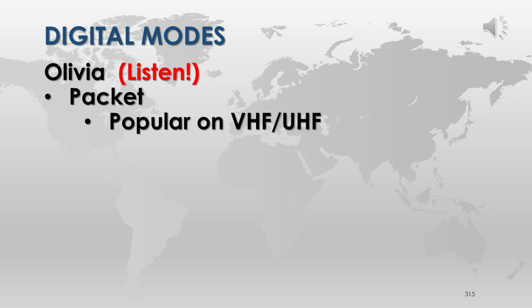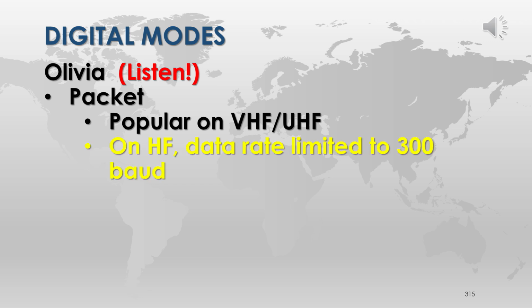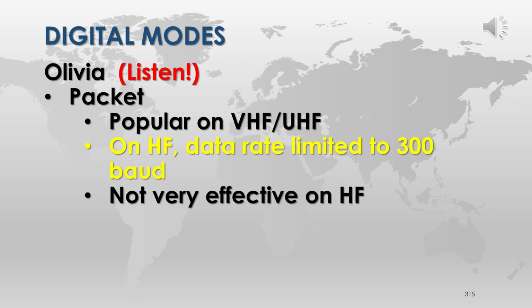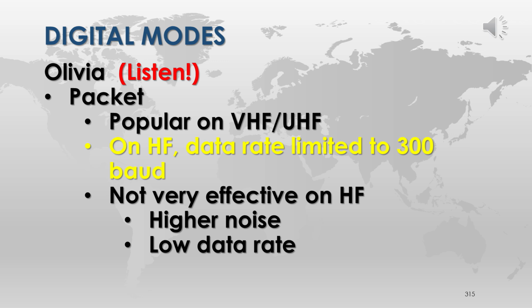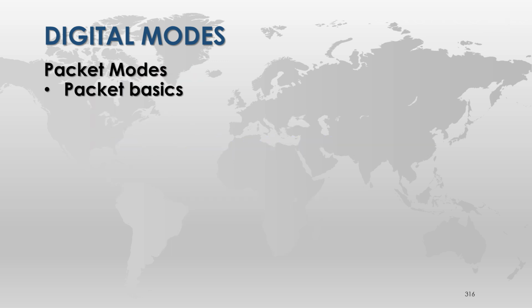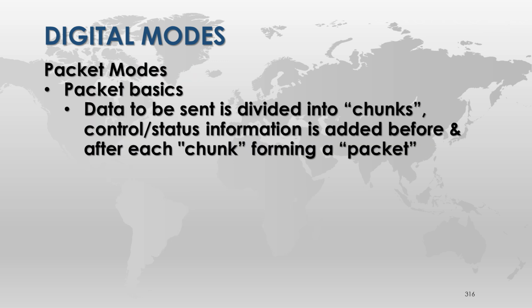Packet is popular on VHF, UHF. I've never heard it on VHF or UHF. Nor have I. On HF, the data rate is limited to 300 baud, so you're back to 1988 and earlier speeds. Not very effective on HF: higher noise, low data rate. Does that mean that on VHF, UHF, you can go however fast you want? I don't know.